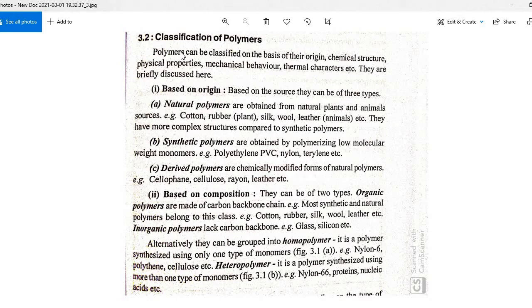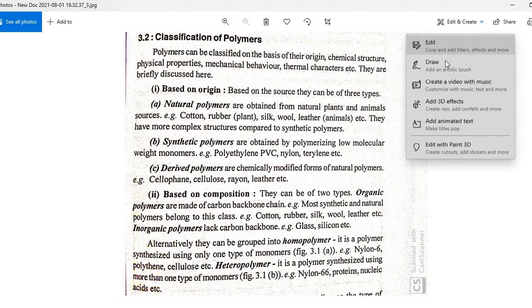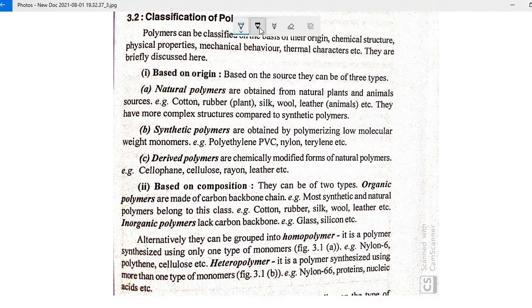So now we will see the classification of polymers. So polymers can be classified into different types. Okay, polymers can be classified on the basis of origin, chemical structure, physical properties, mechanical behavior, thermal characters. Okay, and we will discuss all these classifications one by one. Now the first classification is based on origin.